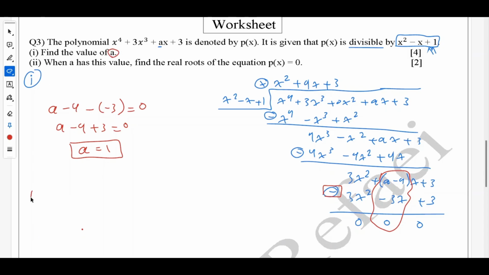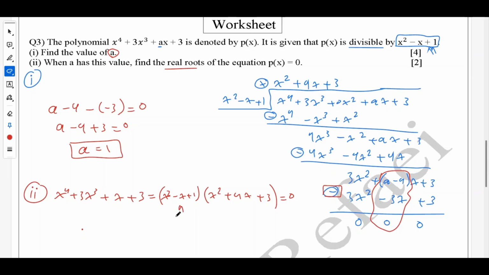For part double I, when a has this value, find the real roots of the equation bx equals 0. What is bx? Bx, x to the power 4 plus 3x cubed plus x plus 3, is the result of multiplying x squared minus x plus 1 by x squared plus 4x plus 3, and it will be equal to 0.